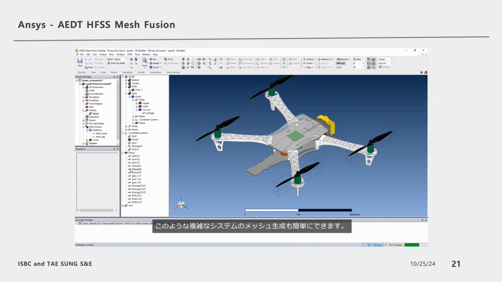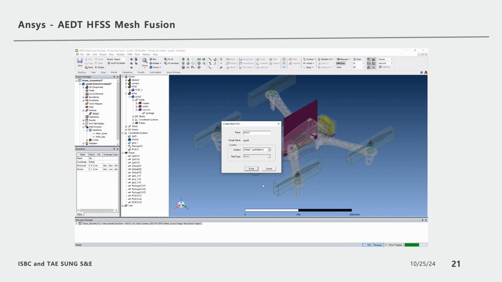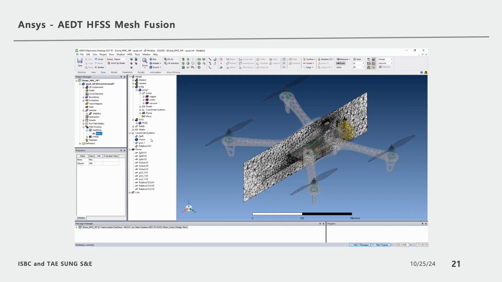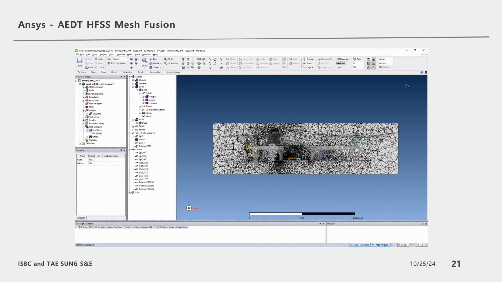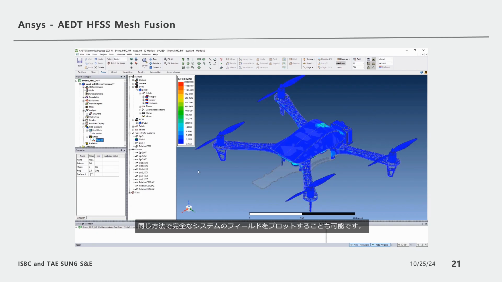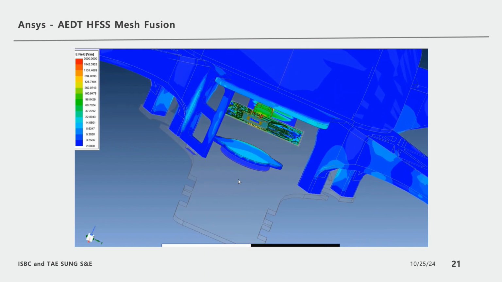Generating the mesh for this complex system is easy. To view the mesh of the drone structure, simply click on the option under Field Overlay. You can also plot the fields of the complete system in a similar way and visualize the fields under Field Overlay.